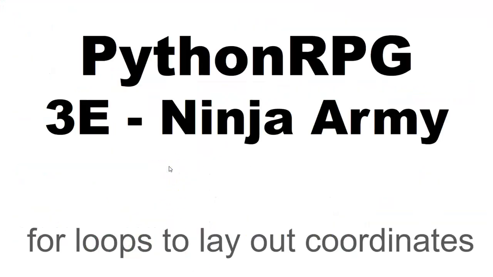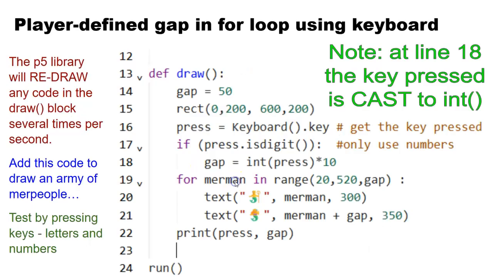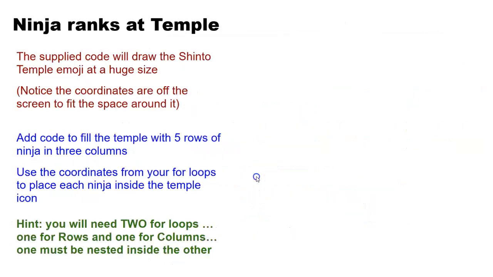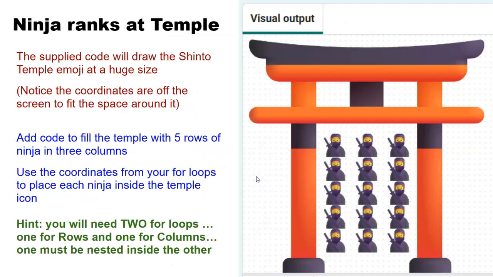So we're going to have a look now at having a ninja army. And we are going to start and see if we can create this diagram here. So you've been given some code to get started, and we want to produce rows and columns of ninjas. And you'll see we've got a hint here that says you'll need 2 for loops, 1 for the rows and 1 for the columns. And they must be nested inside each other.